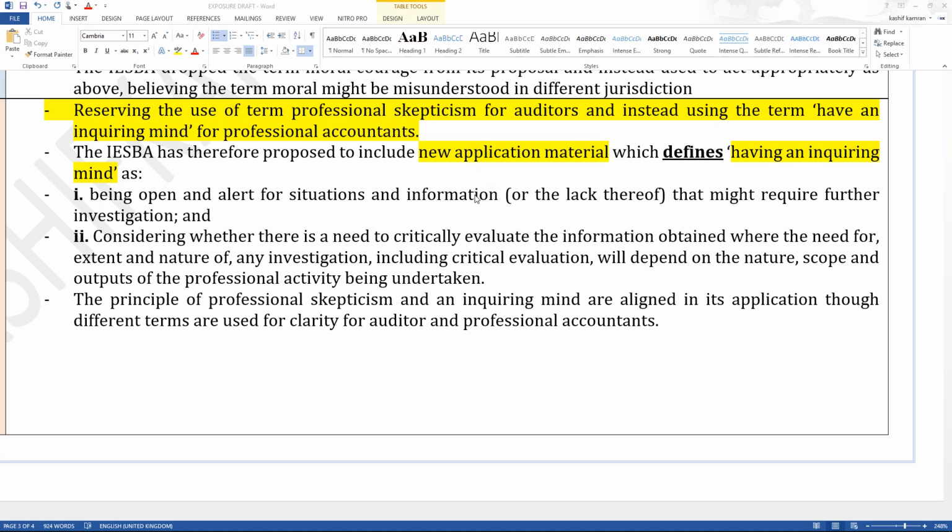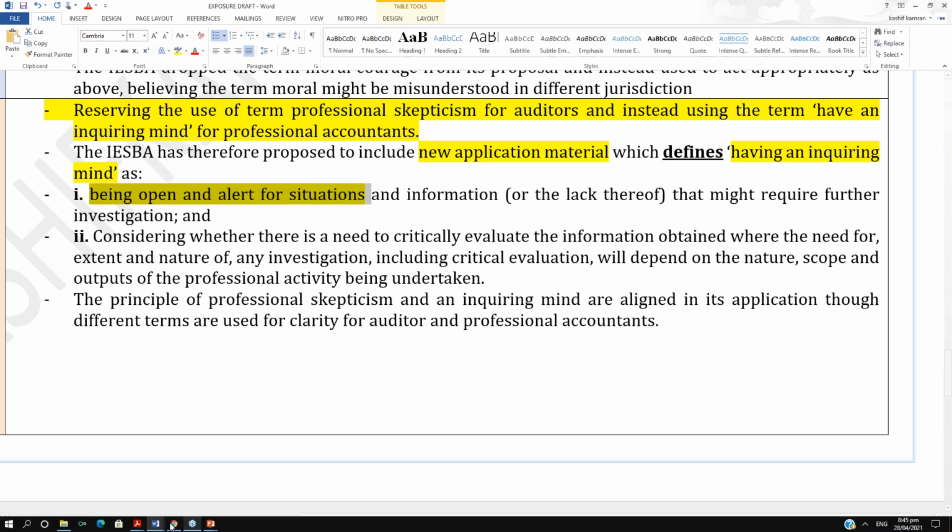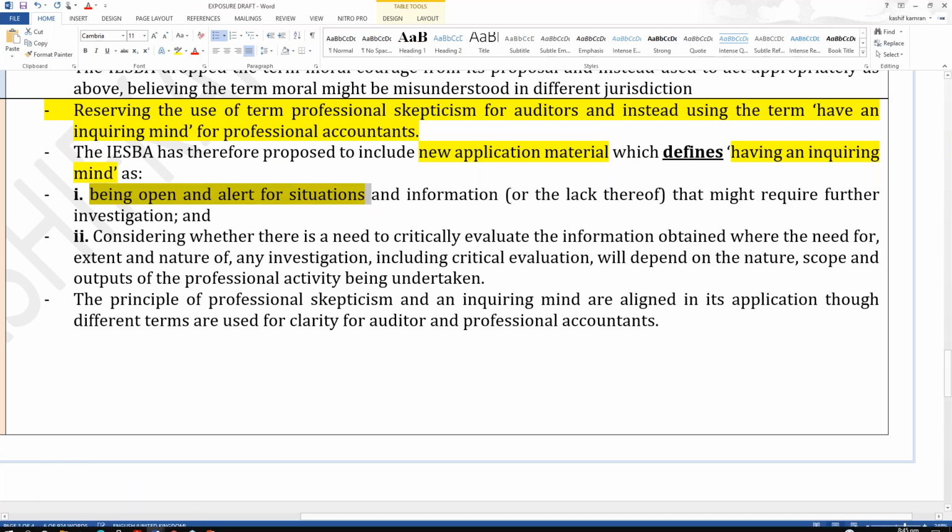Okay, moving on. What is the meaning of the word inquiring mind? Number one, being open and alert for the situation and information that may require further investigation. So being open and alert for situations. I think that's self-explanatory. All of you can understand that. That's number one meaning of the word inquiring mind. Let me take that to my word file.